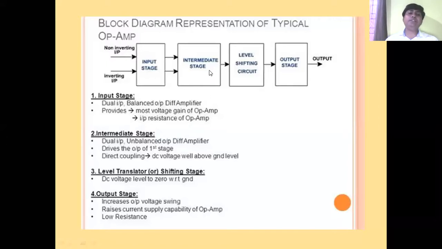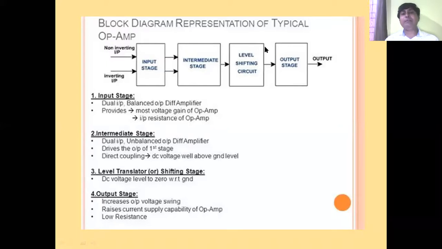Another use of this is that it is not mandatory that we have to use only two differential amplifiers. Depending upon the gain and the application, it may be increased. Instead of two differential amplifiers, we can use three or four. That means your operational amplifier consists of two or more than two differential amplifiers.